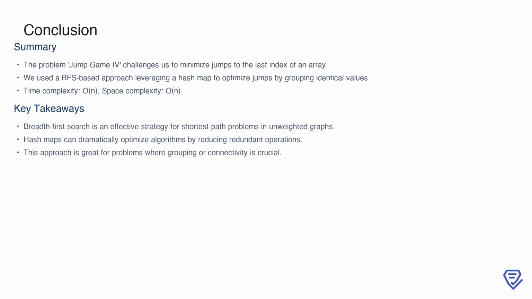Great job following along. We tackled Jump Game 4 using BFS and optimized it with a hash map for grouping values. Remember, BFS is a go-to approach for shortest path problems, and hash maps can save you significant computation time.